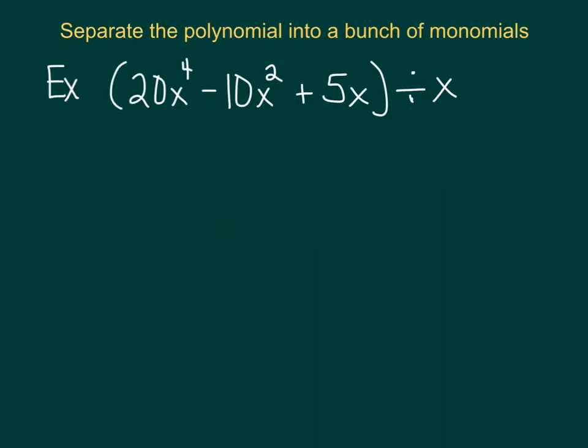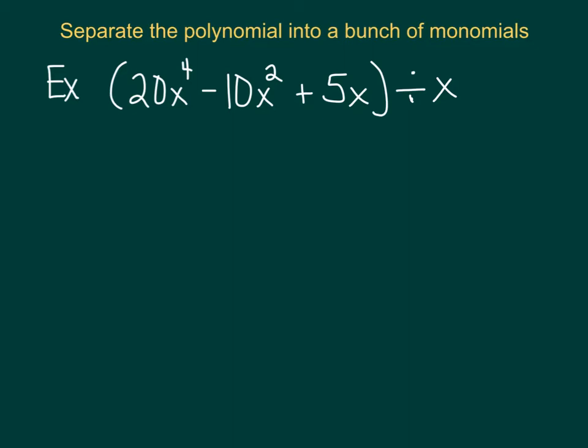All right, Unit 5, Video 4, GCF, or Greatest Common Factor. So what we're going to be doing here is dividing a polynomial by a monomial. The idea is we've got to separate the polynomial into a bunch of monomials to do this problem, okay?